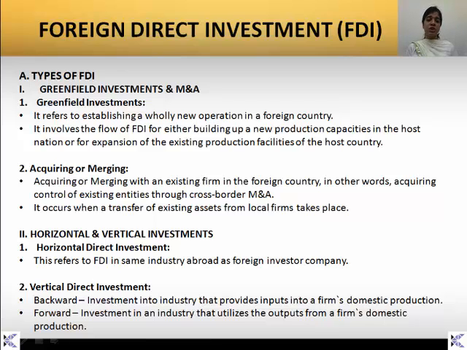The second type of FDI is horizontal and vertical investments. Horizontal investments refers to FDI in the same industry abroad as the foreign investor company. So, the same companies from the same industry when they invest. Vertical FDIs, on the other hand, are of two types: backward and forward.